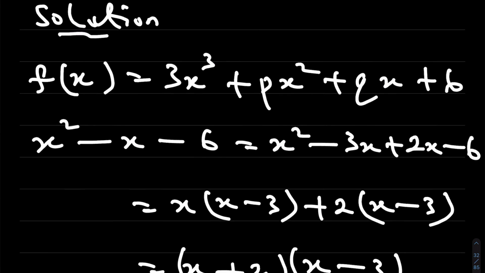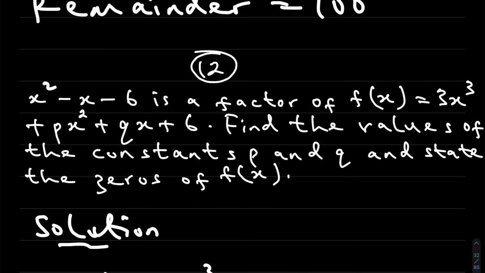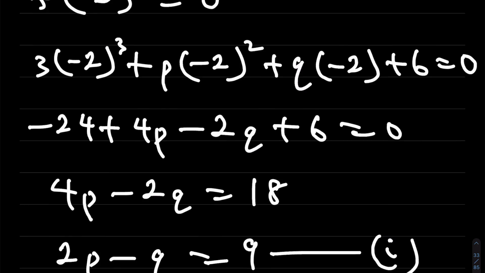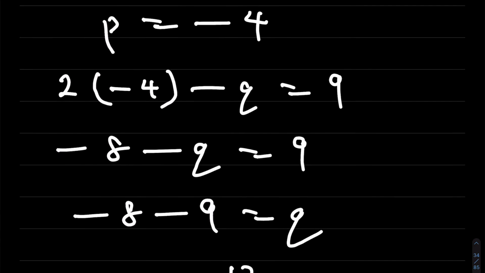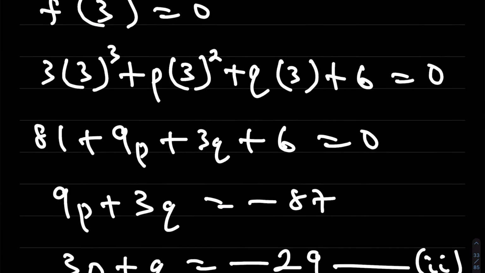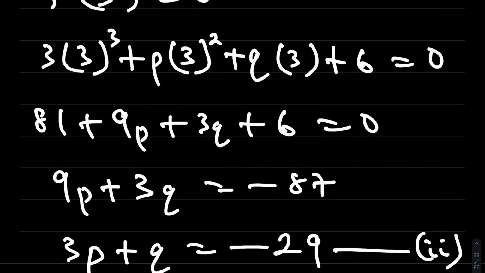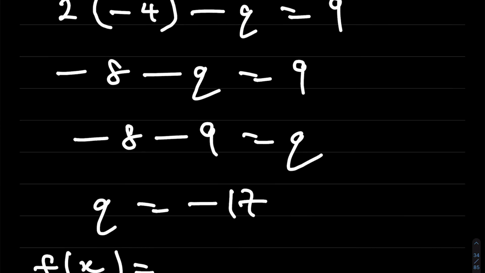What's the second part of the question? Find the values of the constants p and q and state the zeros of f of x. Now that we know p and q, we can state f of x completely. F of x is equal to 3x cubed plus px squared plus qx plus 6.